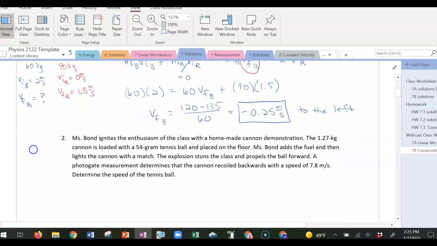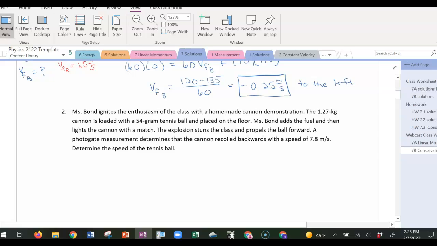Okay, let's look at another problem. So here we're doing a homemade cannon demonstration. We have a 1.27 kilogram cannon. It's loaded with a 54 gram tennis ball, and it's on the floor. And I add fuel to it, light the cannon with a match, and it explodes, stuns the class, it propels the ball forward. A photogate measurement determines that the cannon recoiled backwards with a speed of 7.8 meters per second, and we want to know the speed of the tennis ball.